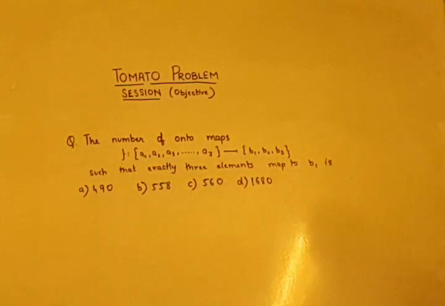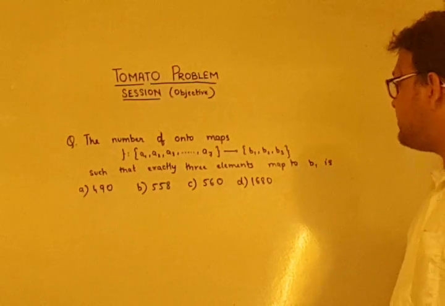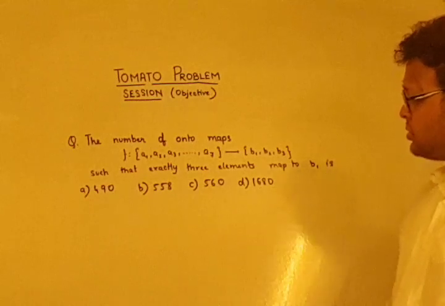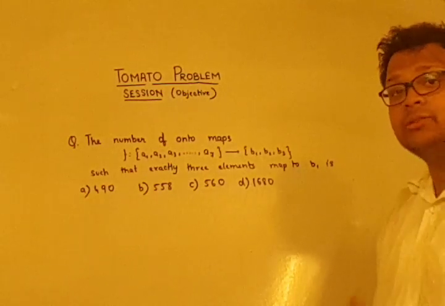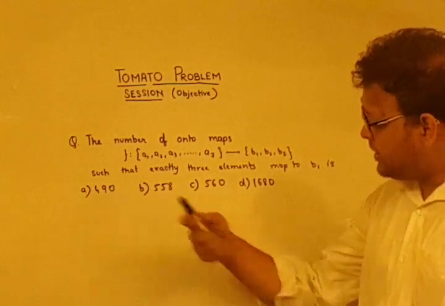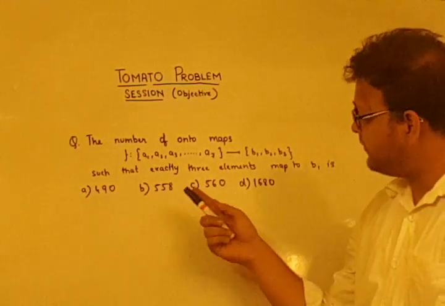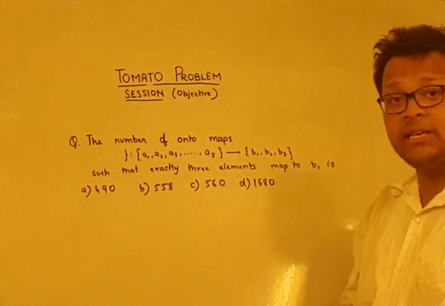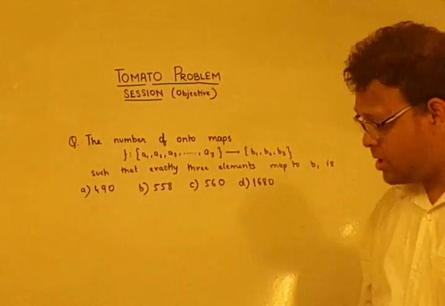This is A1 to A7 and that is B1 to B3, such that exactly 3 elements map to B1. So this says that exactly 3, so 3 must map to B1. Option A is 490, option B is 558, option C is 560, option D is 1680. So this is the problem that I chose.